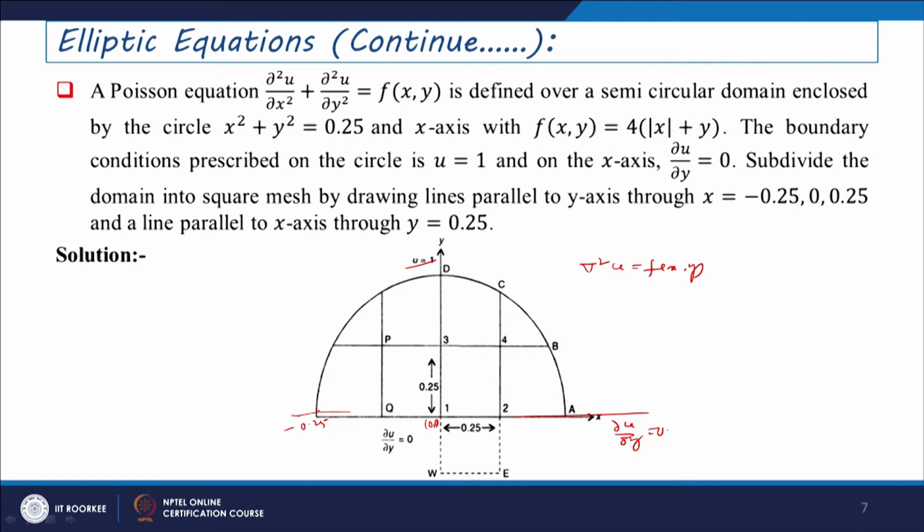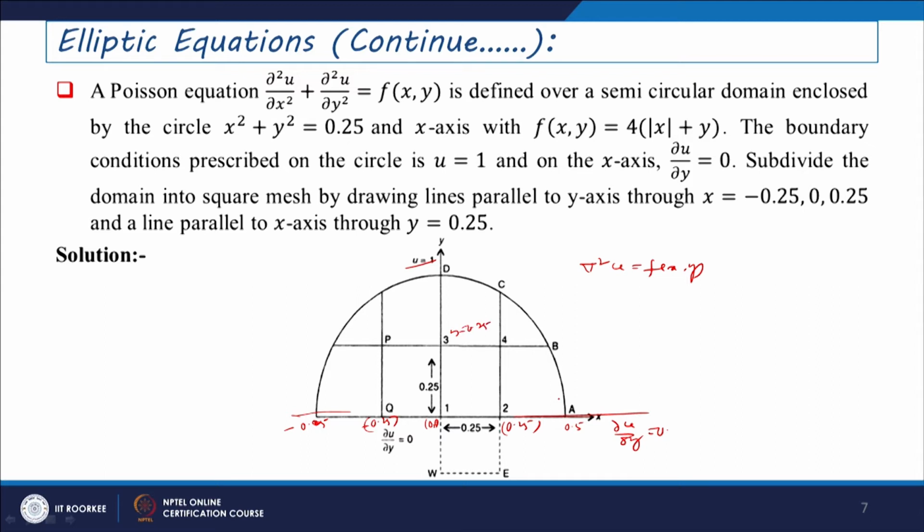So, this is just taken in the form of 0.25, then 0.25. So, that is why the final point will be 0.5 here, and this will be 0.5 here. And if you consider here, the domain is subdivided by lines drawn along the y axis through x equals minus 0.25 here and x equals 0.25 here, and one more line is plotted at y equals 0.25 here.